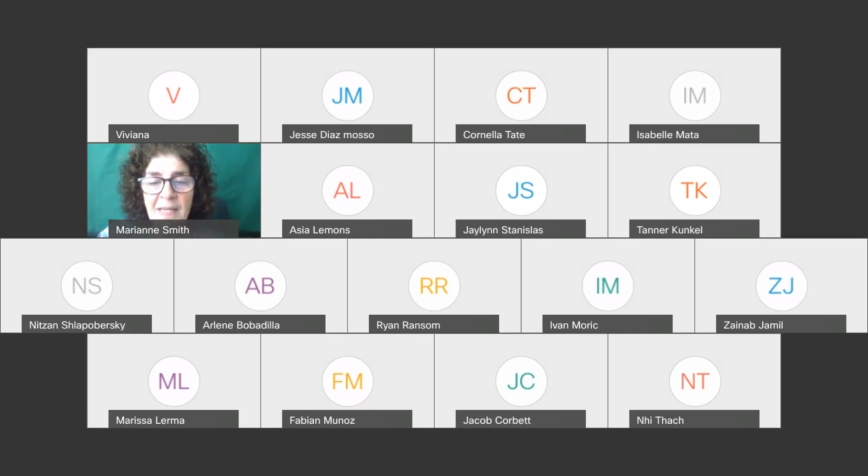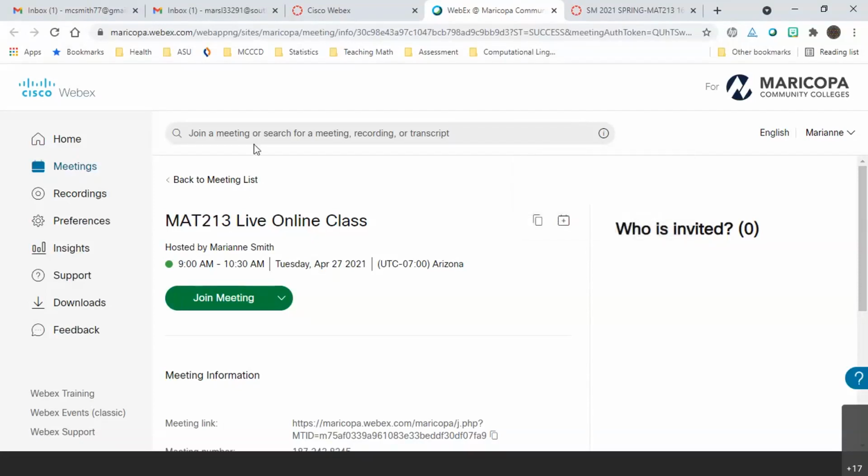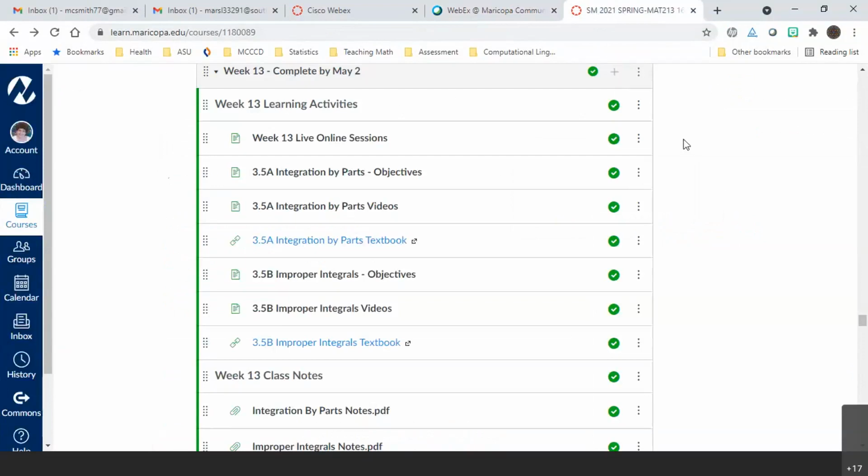So I'm going to begin by sharing my browser with you, and I'll show you where we are in the course. We're currently in week 13, and we have 3.5a and b. They're not as tightly related as that numbering system might lead you to believe. A is integration by parts, which is what we're going to do today, and B is something called improper integrals.